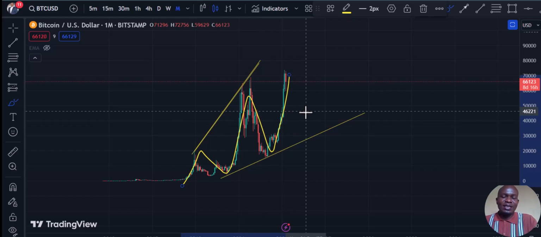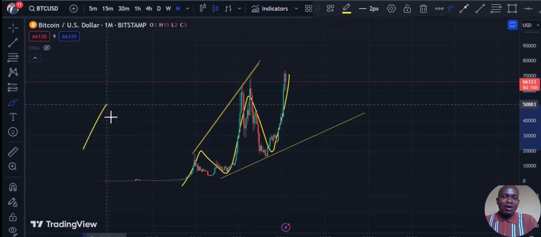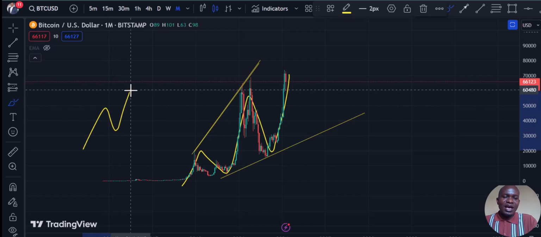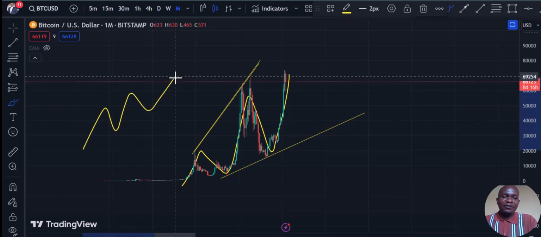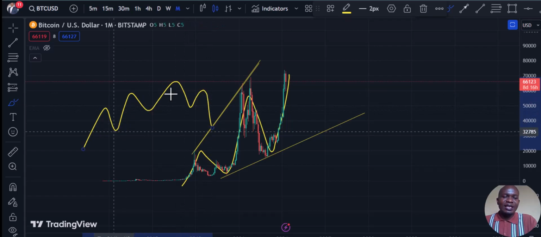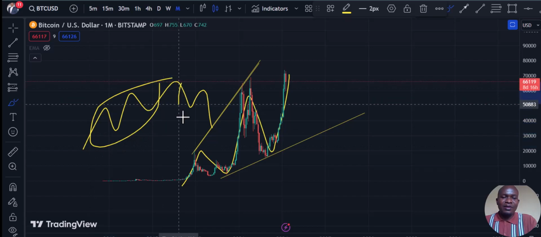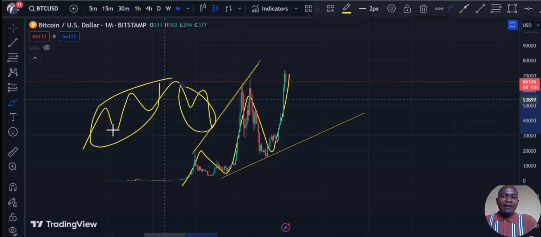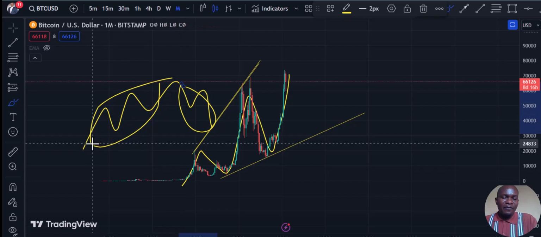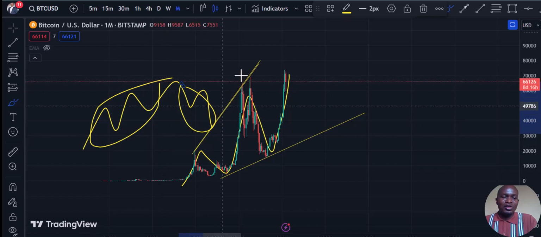Now, we are basing this analysis on the concept of wave analysis, whereby you have an impulse, a correction, an impulse, a correction, and an impulse, after which you have a correction. So these are the motive waves of the market, and these are the corrective waves of the market. So having seen that from the wave analysis, once a market completes a 5-wave move, there will be a correction for you to continue moving up.